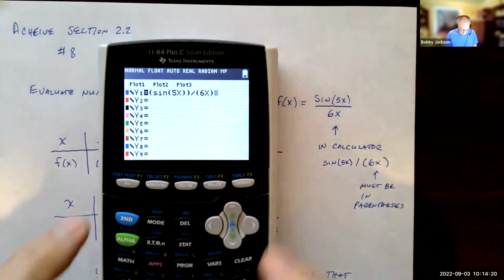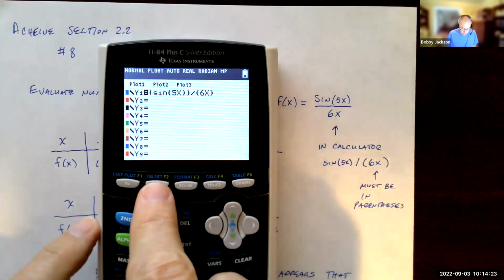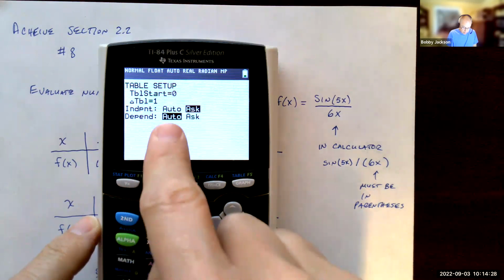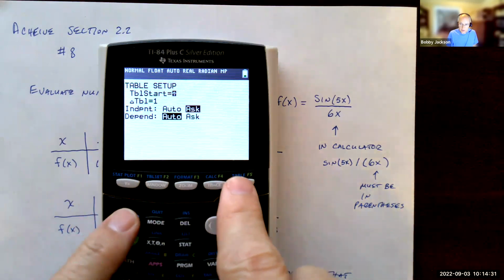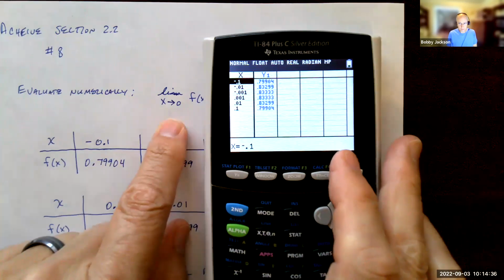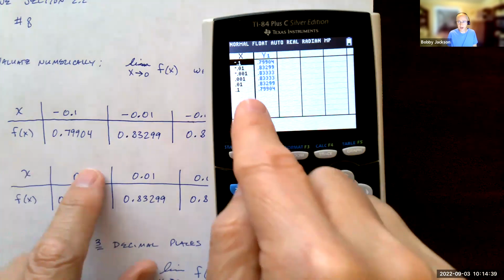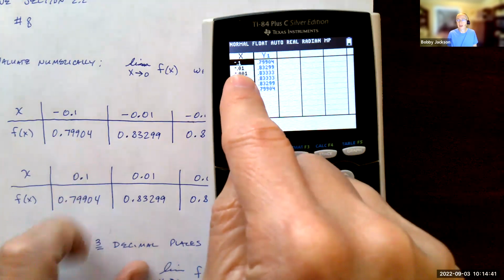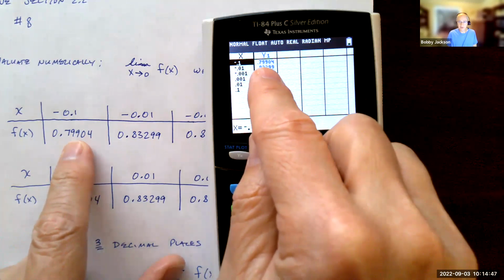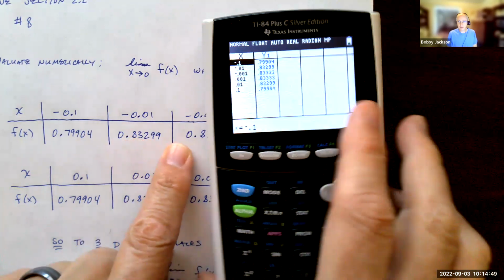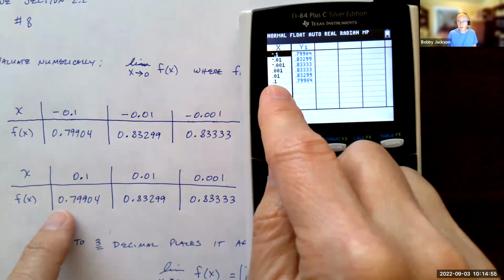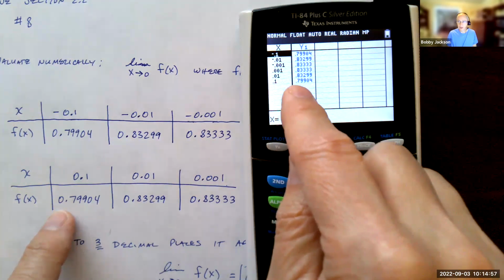Once you do that, make sure again under the table setup that you are in ask mode for the independent variable, dependent variable auto mode. And then when I go to the table here, second table, I will type in values getting close to 0. So for instance, from the negative side, I can plug in -0.1, -0.01, -0.001. That's getting closer and closer to 0. And you can see these values that I'm getting from the table, filling that in. And then similarly from the positive side of 0, 0.1, 0.01, 0.001, you see the same values.